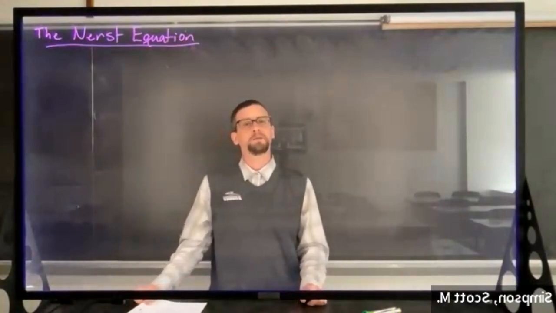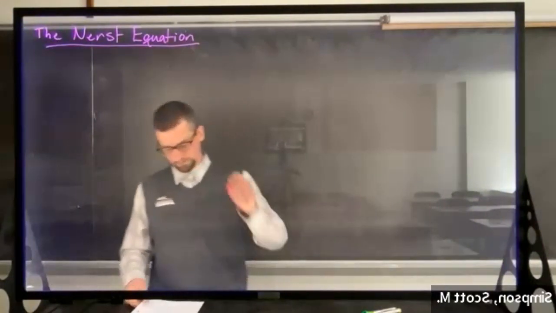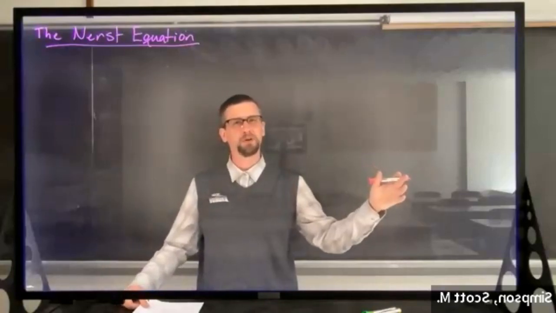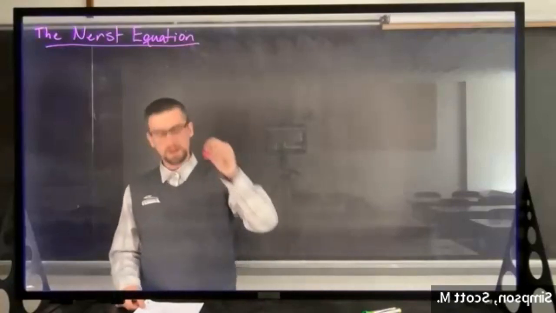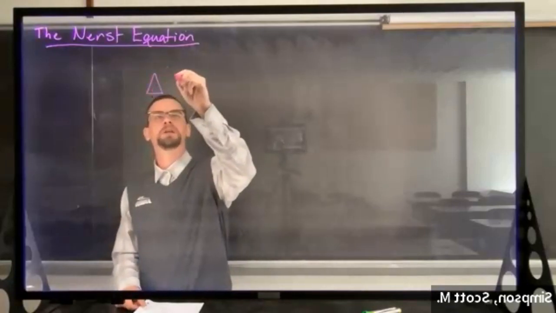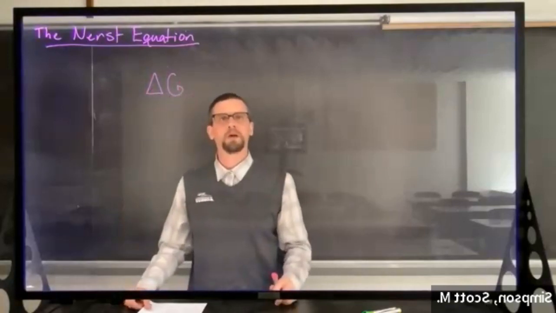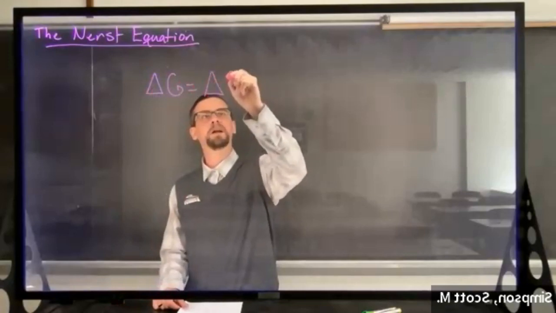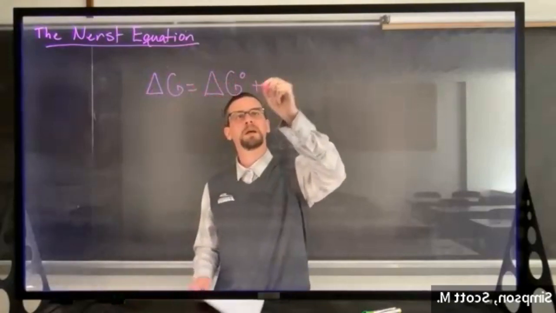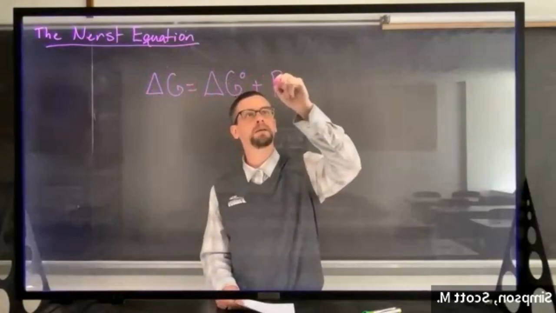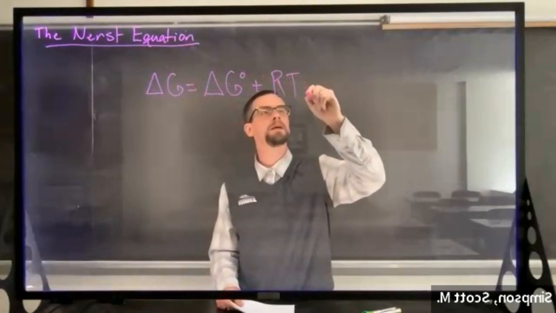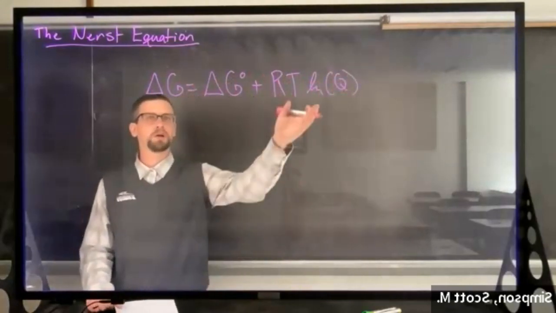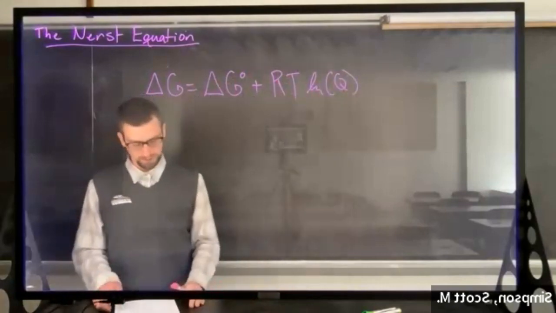The electromotive force, or the EMF, depends on delta G. So let's relate delta G to the electromotive force. We're going to give the symbol E for the electromotive force. We can start with the equation: delta G, at some point not at standard conditions, is equal to delta G naught under standard conditions plus RT natural log of Q, where Q is our reaction quotient.